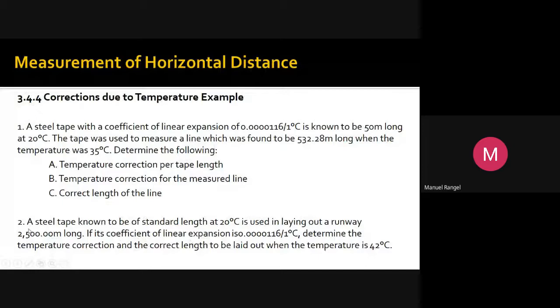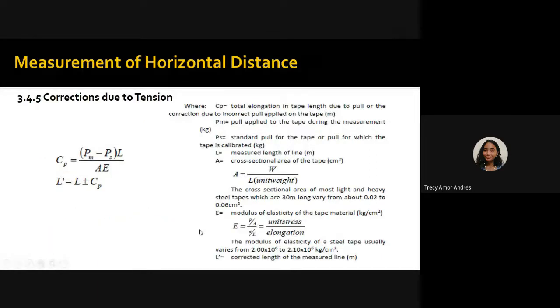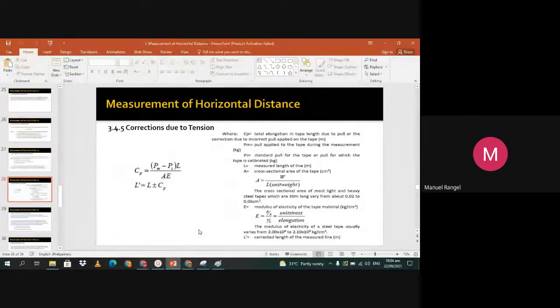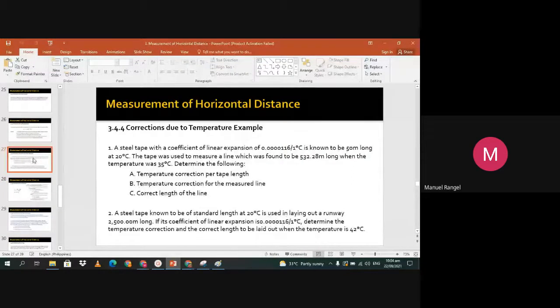And for problem number 2, still take note of degree. So again, this is part of your assignment. Sir, question sa number 2, sir. Wala i-given na nominal length sa tape. Given siya, known to be 50 meters long. Mao na siya ang nominal. Okay, sir. Thank you. Yes, sir.